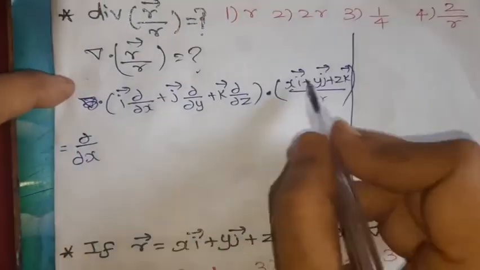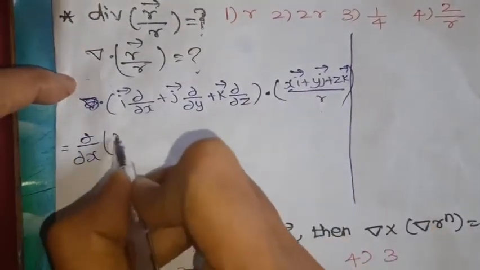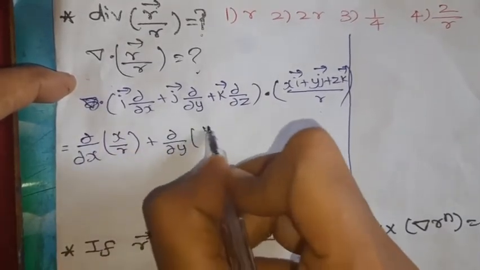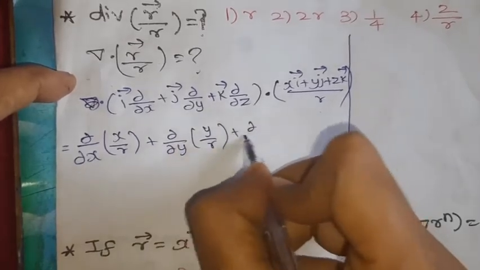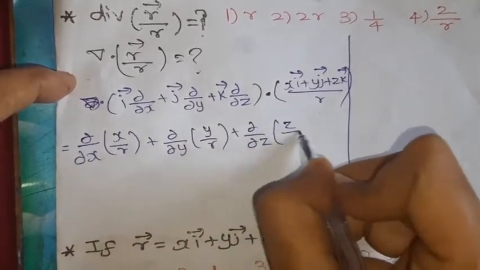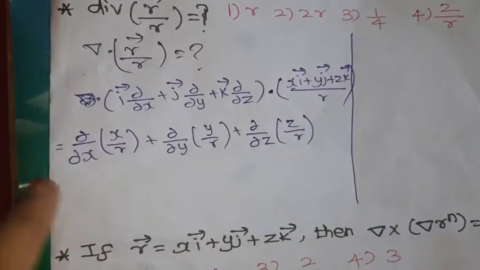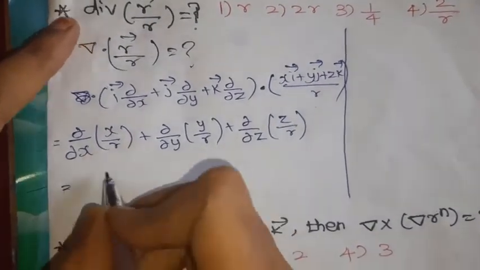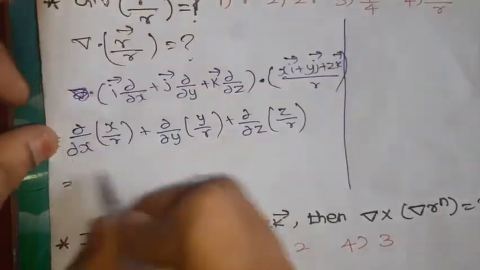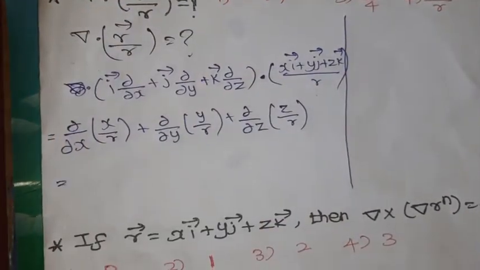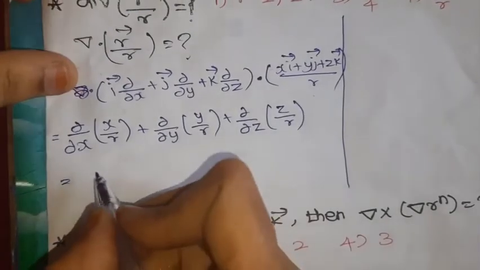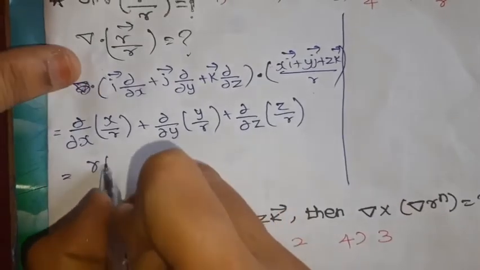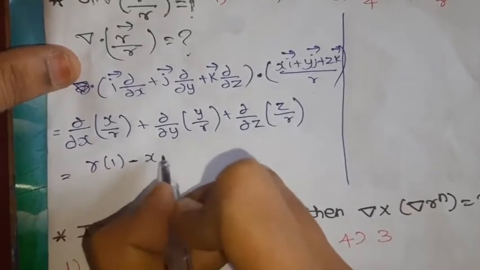∂/∂x of (x/r), plus ∂/∂y of (y/r), plus ∂/∂z of (z/r). First we'll find this; it's in u by v format. So first we will find ∂/∂x of (x/r). So r into 1 minus u dv.